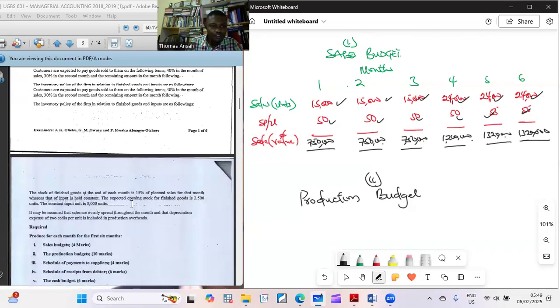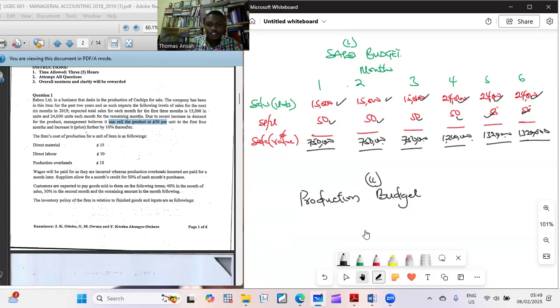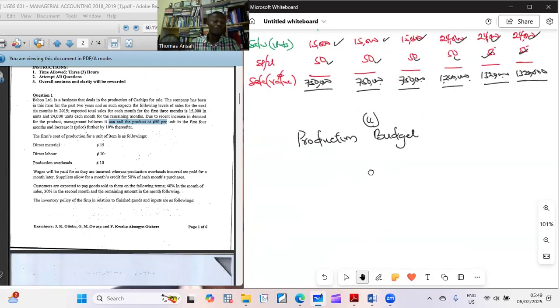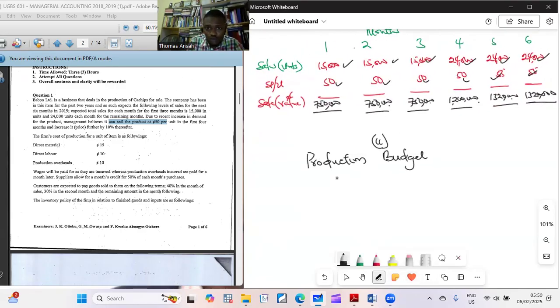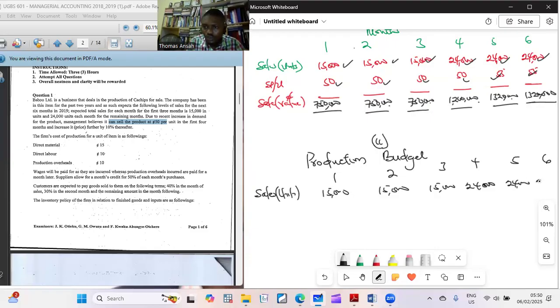So for the production budget, therefore, we will need the raw materials. And if you need to do the raw materials, involve your production budget itself. So how do we start the production budget? Month 1, month 2, up to 1, 2, 3, 4, 5, and 6. We will need the sales units. Is that not it? The sales in units, we have it already to be 15,000, 15,000, 15,000, 24,000, 24,000, 24,000.